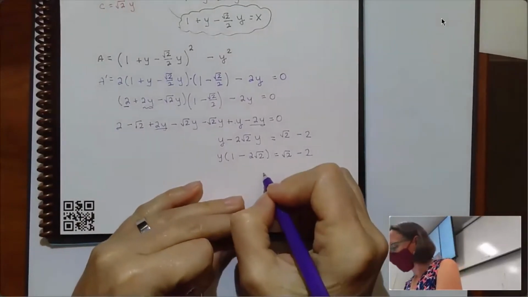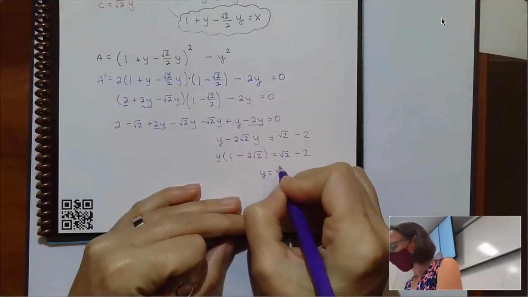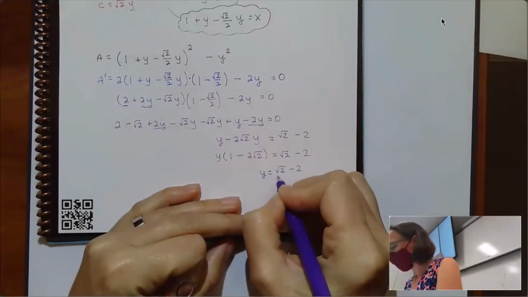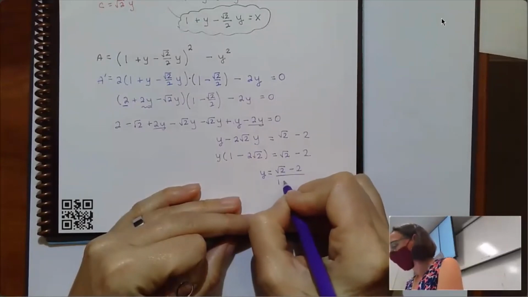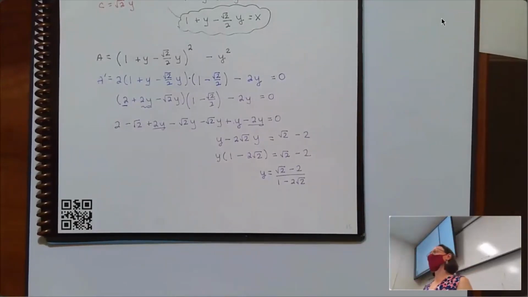Messy as it may be, I'm going to get y is root 2 minus 2 over 1 minus 2 root 2. I am so sure that there's some magic that makes that look prettier, but I am really, really not going to worry about it.